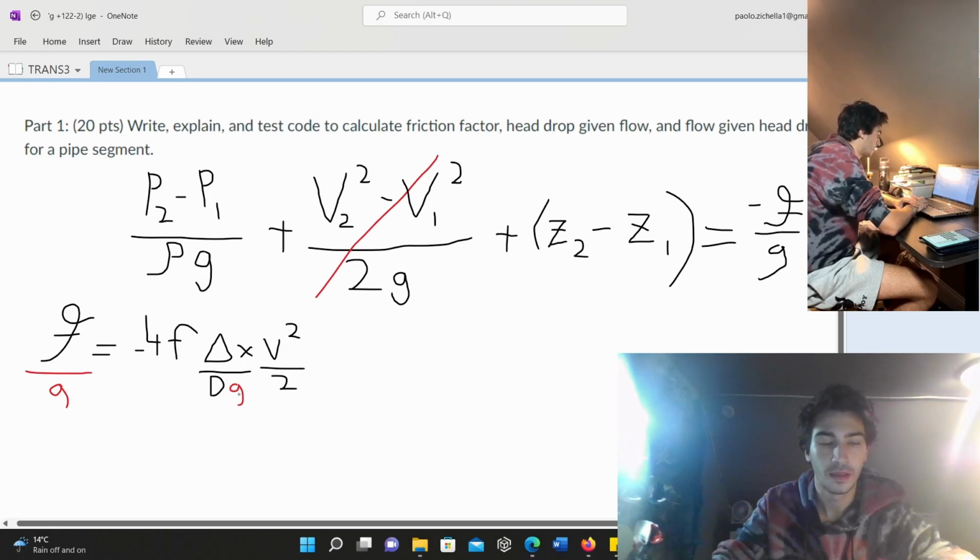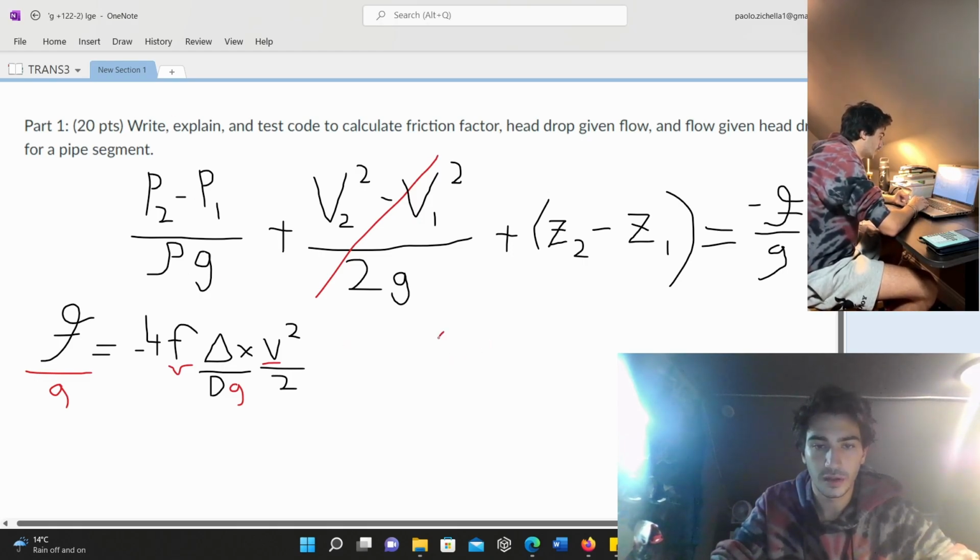And so if we look at this right now, we know what delta x is going to be: the length of the segment, diameter as well. Gravity is going to be constant as well. So what we don't know on the right hand side of this equation is the friction factor and velocity. So for velocity, what we can do is something very simple.